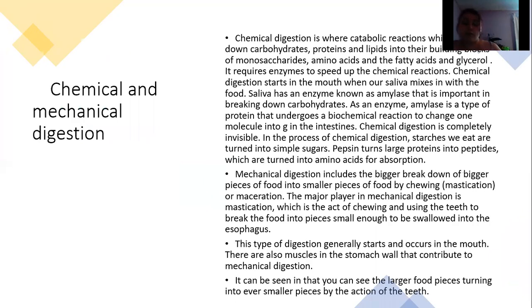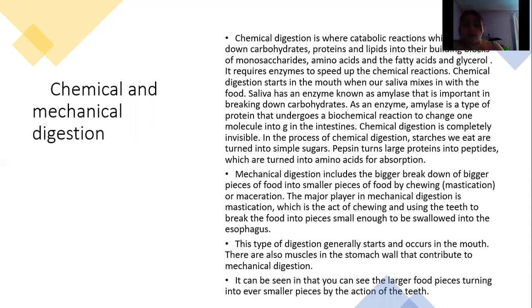Chemical and mechanical digestion. Chemical digestion is a process where large molecules are broken down into small molecules using enzymes. They break down proteins and carbohydrates into the building blocks of monosaccharides, amino acids, and fatty acids. It requires enzymes to speed up the chemical reaction, starting where saliva and food in the mouth are mixed together. Chemical digestion is completely invisible. In the process, starches we eat are turned into simple sugars, and pepsin turns larger proteins into peptides, which are turned into amino acids for absorption.